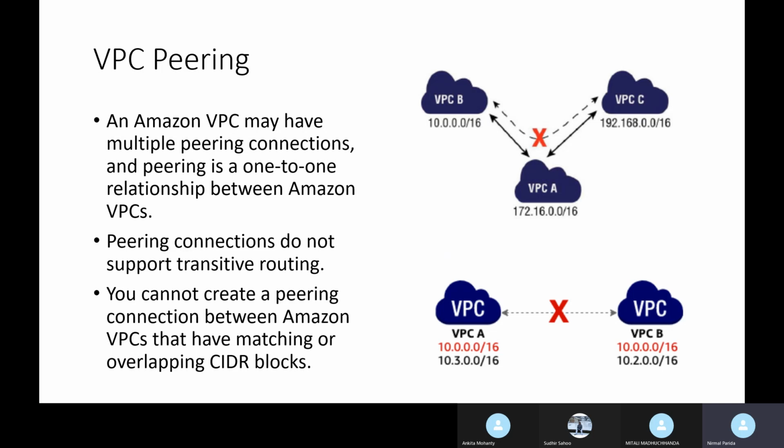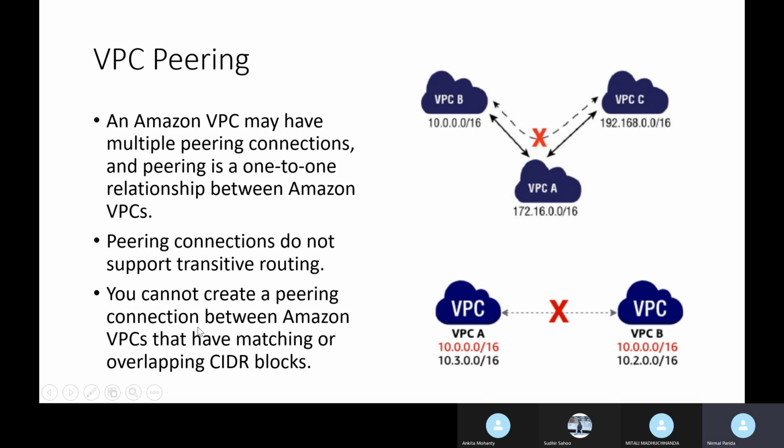An Amazon VPC may have multiple peering connections, and peering is a one-to-one relationship between Amazon VPCs. Like see in the first example, VPC B and VPC A are paired, and VPC C and VPC A are also paired. That does not mean that VPC B will pair with VPC C. They don't communicate with each other. VPC B and C cannot communicate with each other. They can communicate with VPC A because the connection is made to VPC A. This is called transitive routing. VPC peering does not support transitive routing.